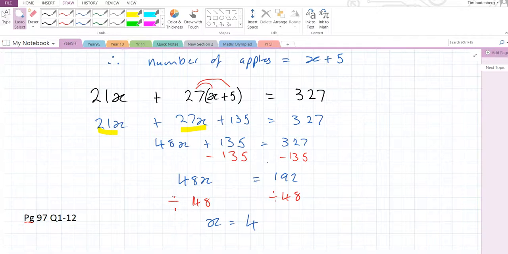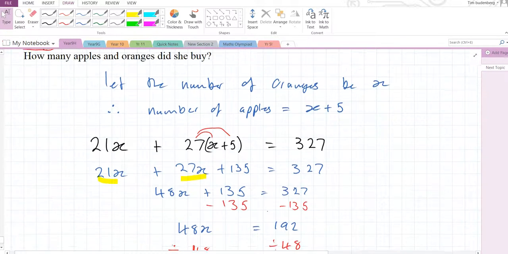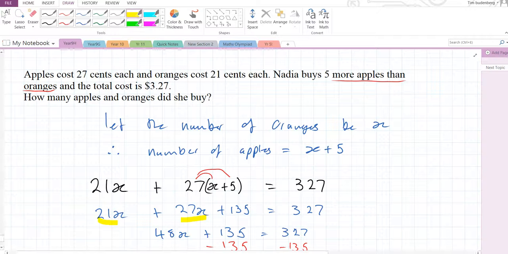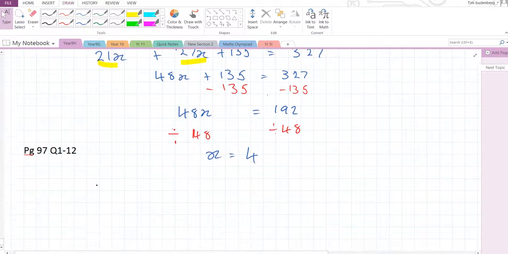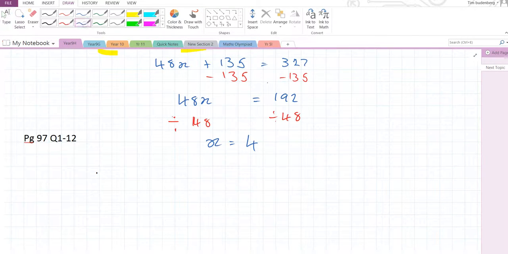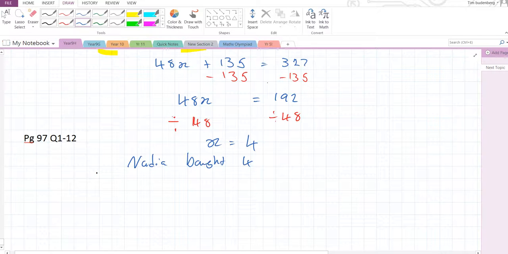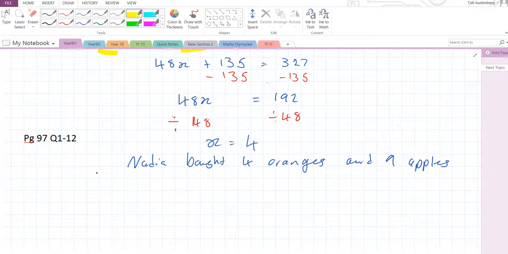We haven't quite done yet because we haven't properly answered the question. We've simply found x. And note, it asks for how many apples and how many oranges did she buy. We don't just answer oranges, we need to answer both. So x was our number of oranges. We can say Nadia bought 4 oranges and 5 apples. No. 4 oranges and then x plus 5, so 9 apples. Okay. Thus ends the final example.